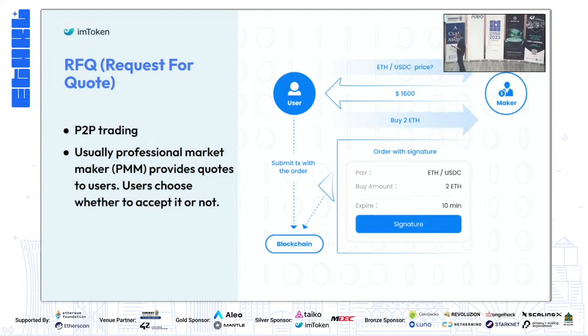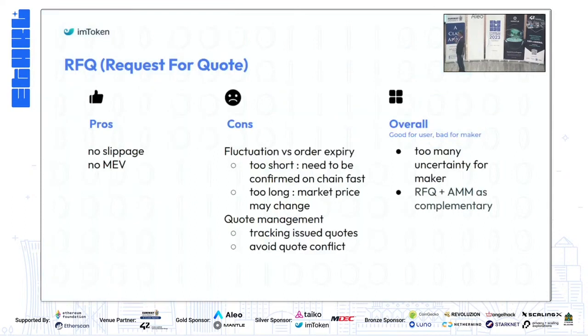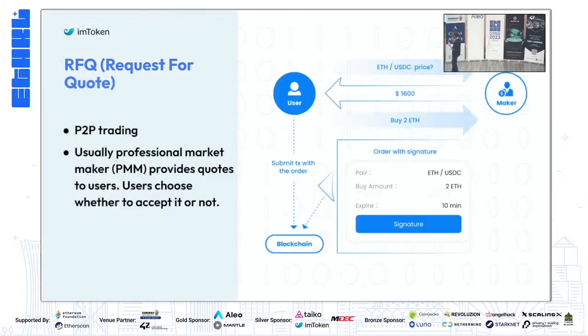So usually you have the maker here. Usually they are professional market makers providing quotes for the users. The good thing about such a model is that there's no slippage and there's no MEV because the amount and the price are specified in the order.